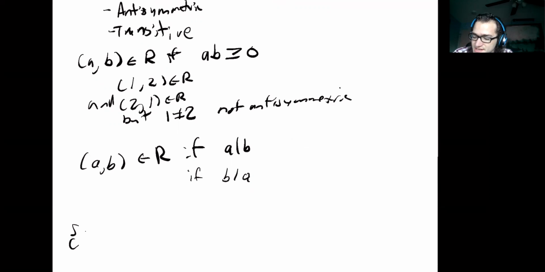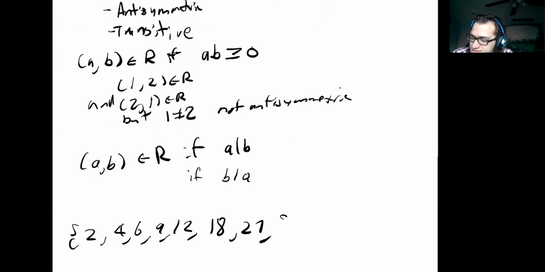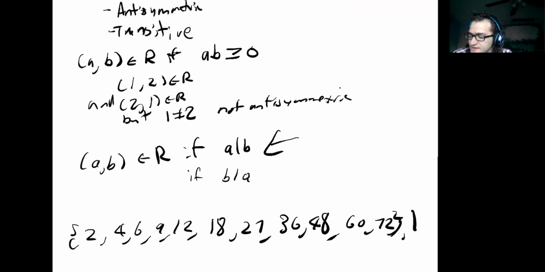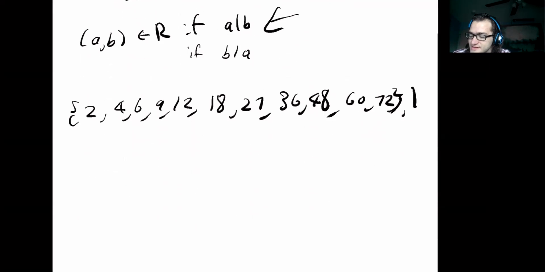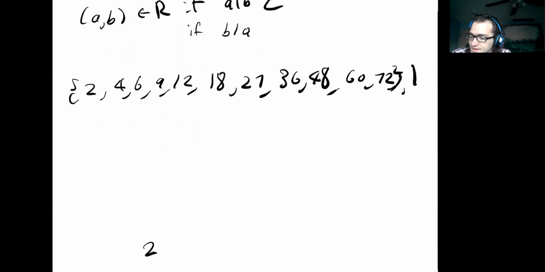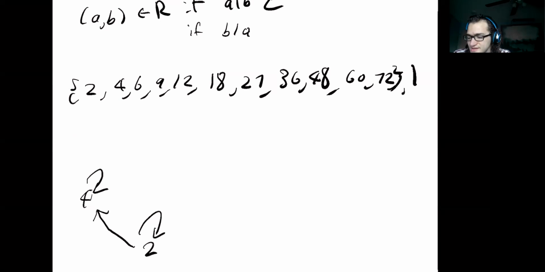So maybe our set is 2, 4, 6, 9, 12, 18, 27, 36, 48, 60, and 72. And we're relating these things under the first definition, A divides B. Then if I were to draw these out, I could draw arrows and say, okay, 2 relates to itself, 4 relates to itself. I know 2 relates to 4. Maybe I'd do some arrows to say 2 divides 4, and 2 also divides 6, 6 divides itself.